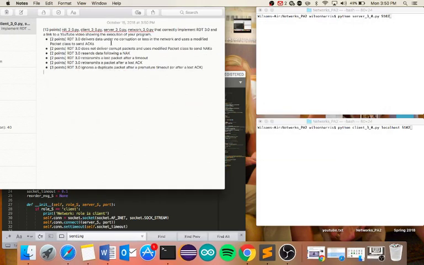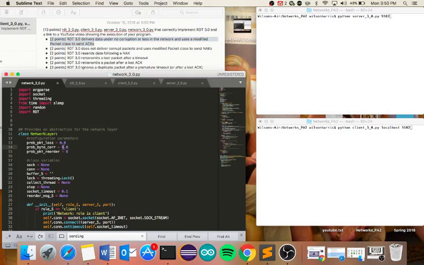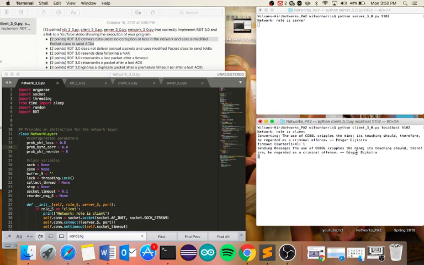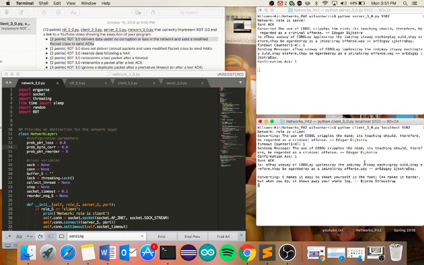We will start off again by showing that it runs with no corruption in the network. So loss and corruption are 0. The client is in the bottom right where we care about getting the pig Latin back.